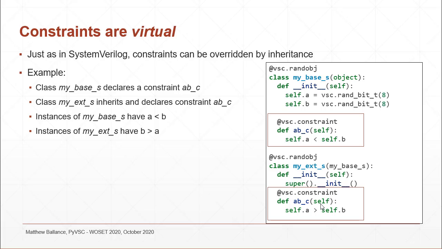Now, in Python, in object-oriented languages, you would expect a method in this case. If we have an instance of myXS and we call ABC, you would expect the method in the derived class to be called because it's virtual. The same happens with constraints, where if we have an instance of myX_S, the constraint A greater than B holds. If we have an instance of my base S, the constraint A less than B holds. So this again is just another area where we align with SystemVerilog semantics.